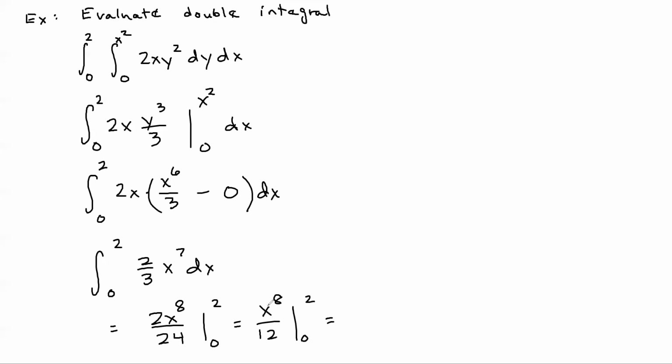And so x to the 8th, you go through and figure that out. That's going to be 256. And you can check that: 2 times 2 is 4, times 2 is 8, times 2 is 16, 32, 64, 128, 256, all over 12. And then we can reduce that. That's going to reduce to 64/3. And so there's our first example, just evaluating a double integral over a general region.